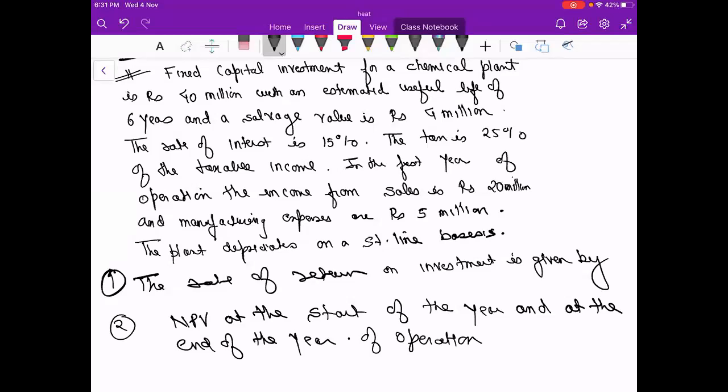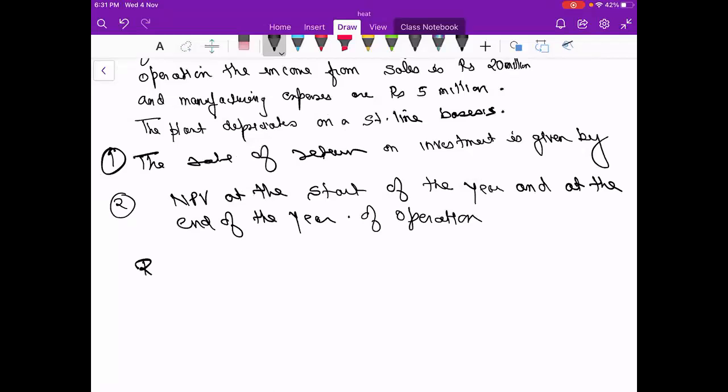So many students are getting the correct answer. Okay, solve it. I think everyone has calculated the ROR value correctly. Almost everyone has given the correct answer of ROR.